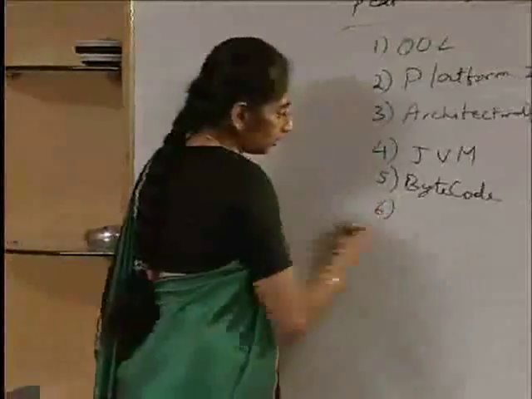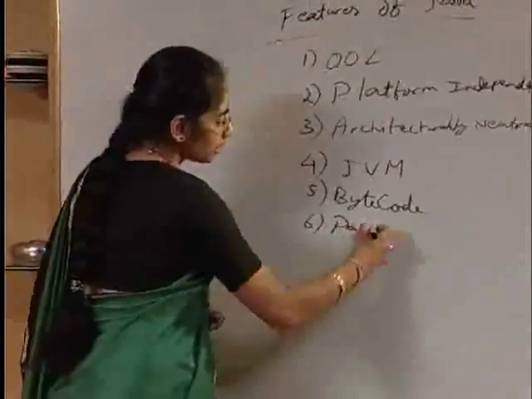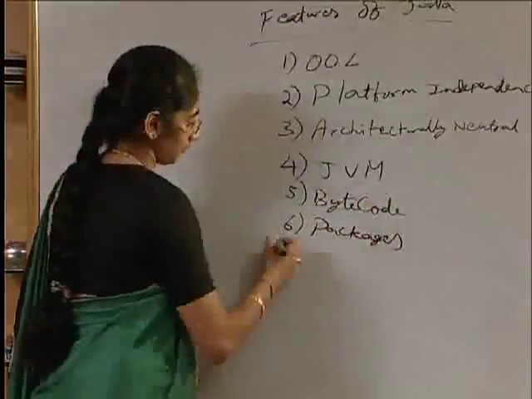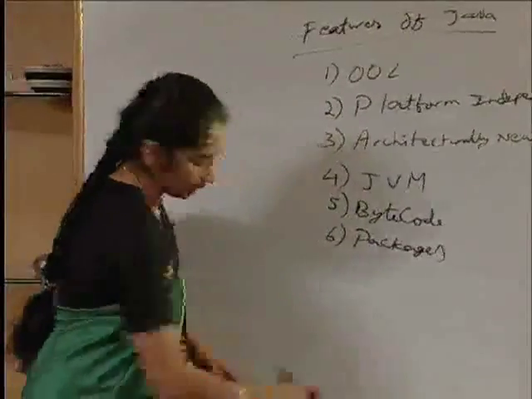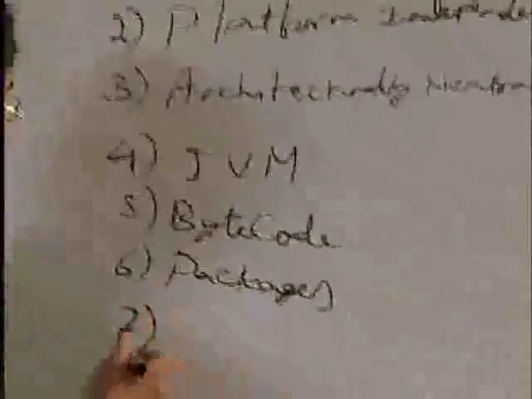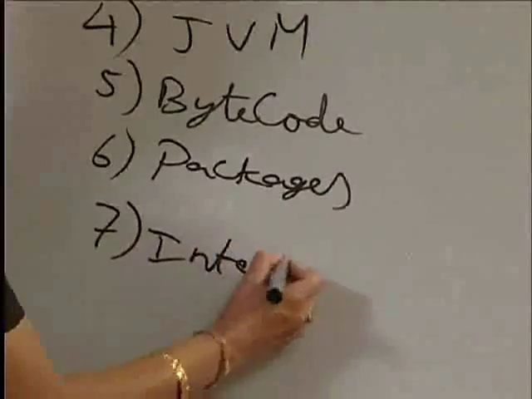Apart from these, the other features are, we have the concept of packages. Packages are nothing but directories in a file system. It's like a library or a collection of a set of related class files. So we will talk about each one of these features later, but right now we are just going to mention the feature and a one-line definition. Interfaces.